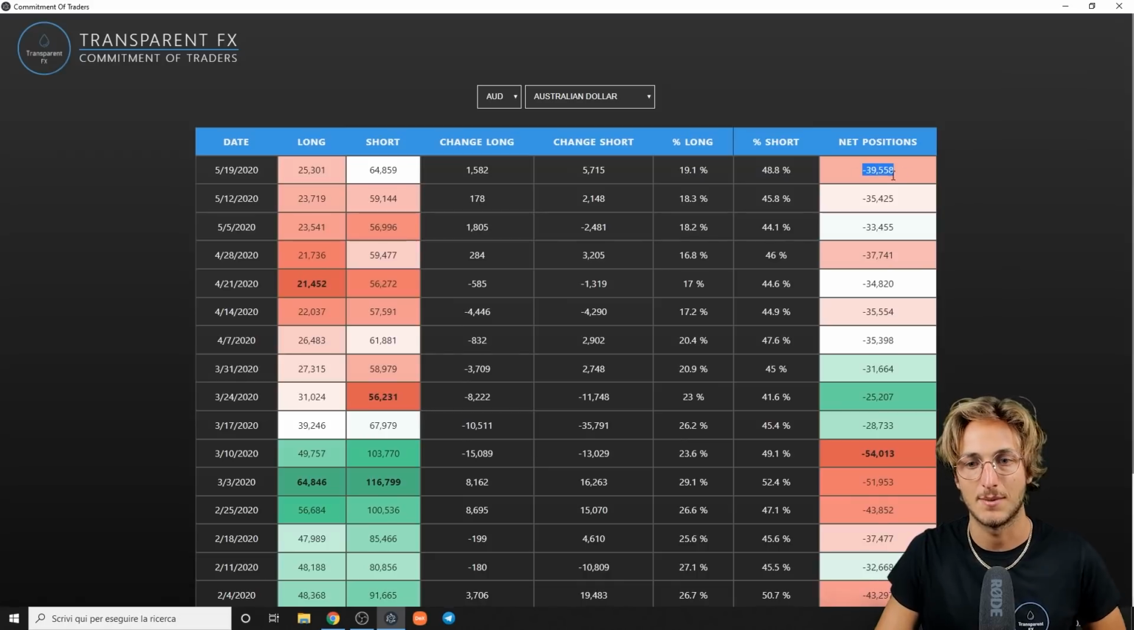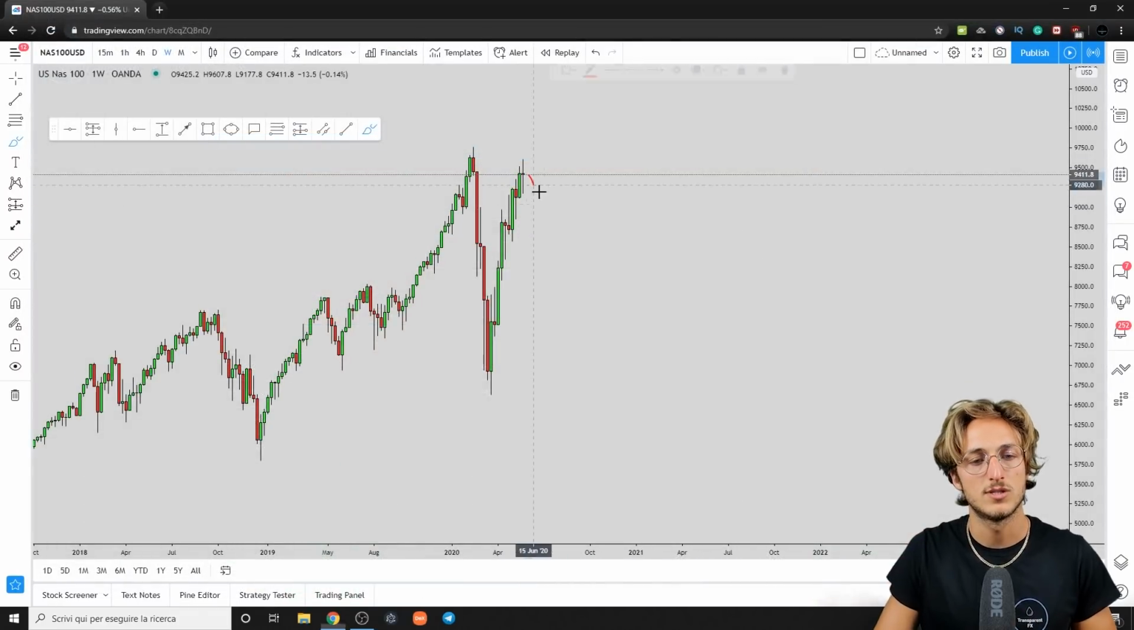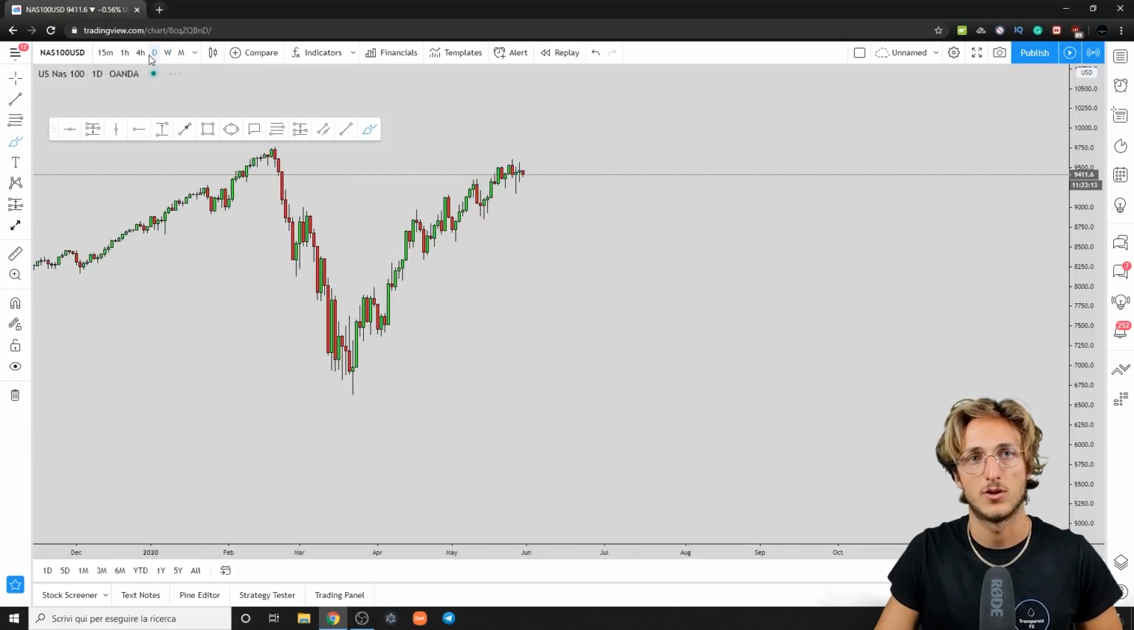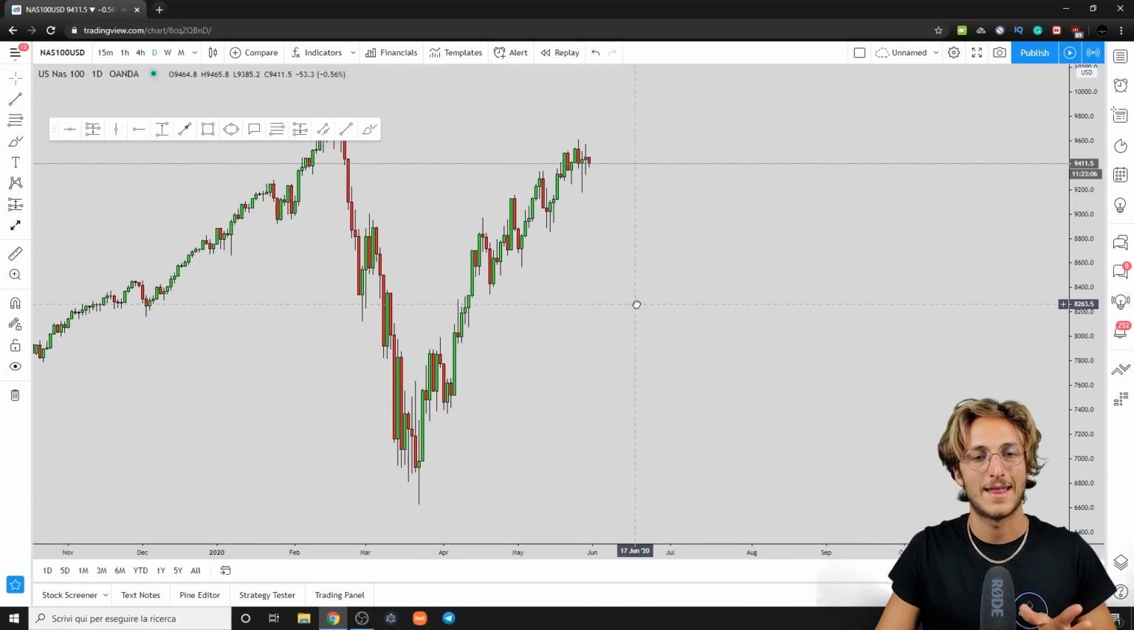We are currently sitting at a minus 39k net position, with a 48.8% short exposure from an institutional perspective on it, and a 19.1% long exposure, with a lot of shorts added and 64k shorts on it. So we want to see the market make a move lower on NAS and obviously also on AUD because they correlate pretty well. We go and see what we have from a daily perspective.